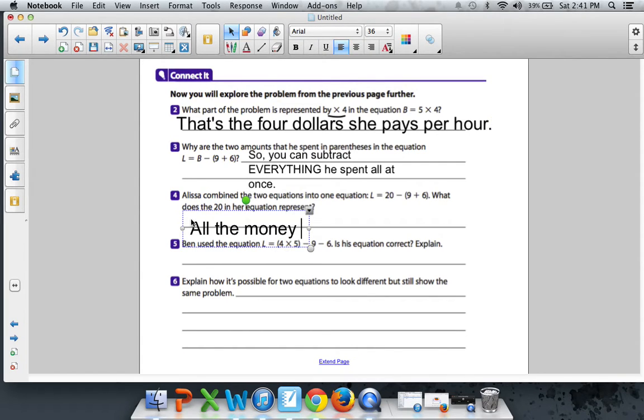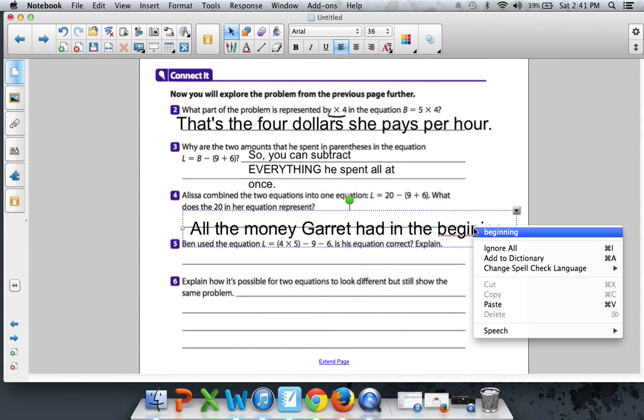Was it he or she? It was a he. It was Garrett in the problem. All the money Garrett had in the beginning. Oop, I spelled that wrong. There you go.